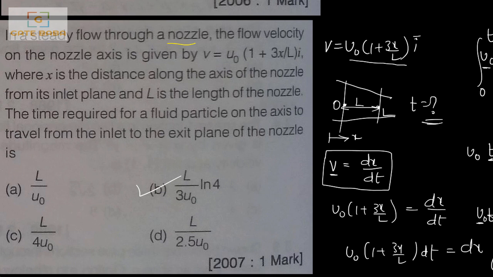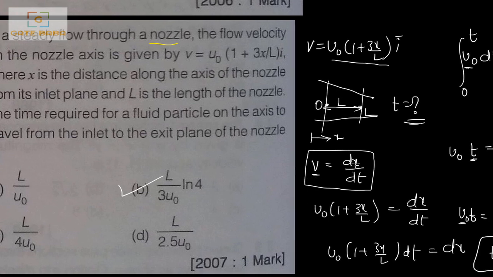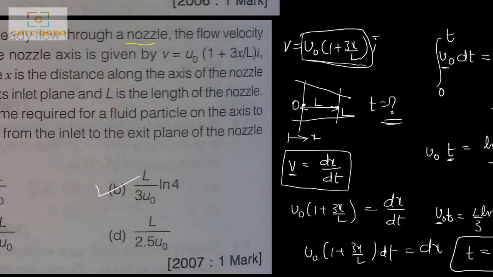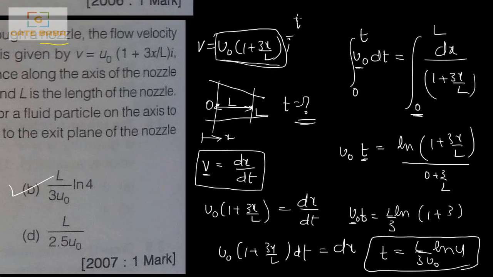The basic formula is u equals dx by dt. But why am I writing this v here? Why am I writing this function here? Because for one dimensional flow, what is the velocity field? That is u i bar only. For two dimensional flow it will be v j bar. For three dimensional it will be w k bar.